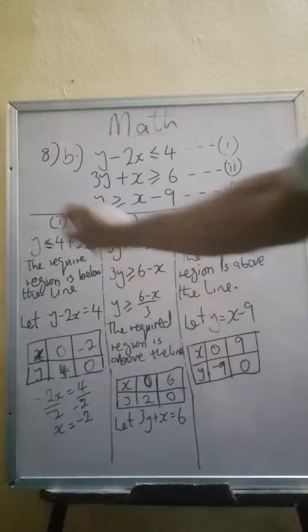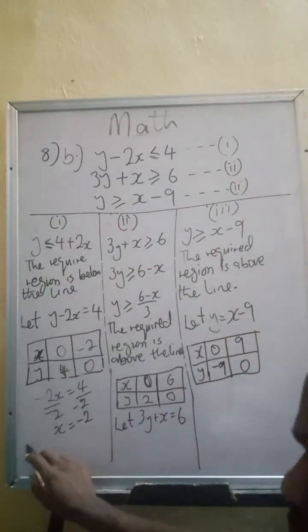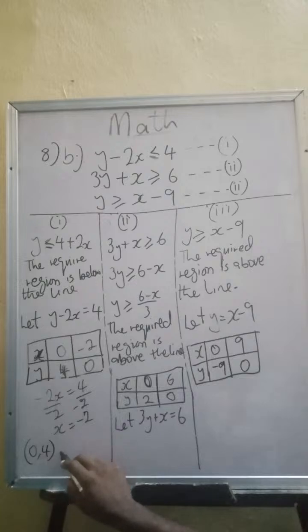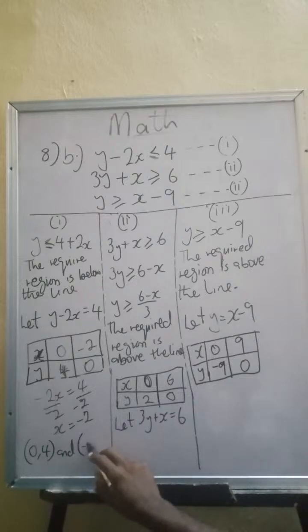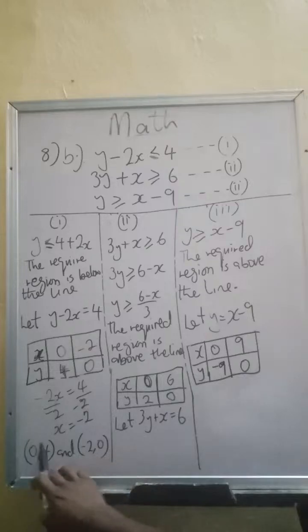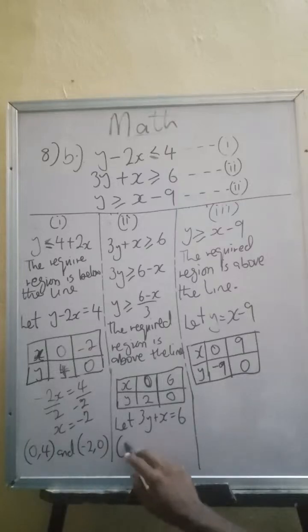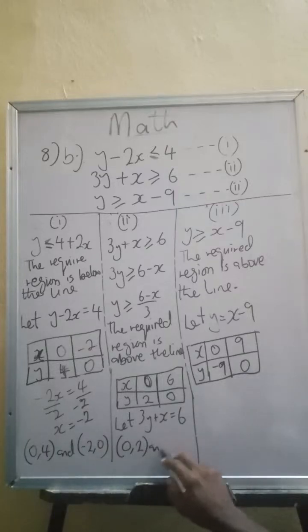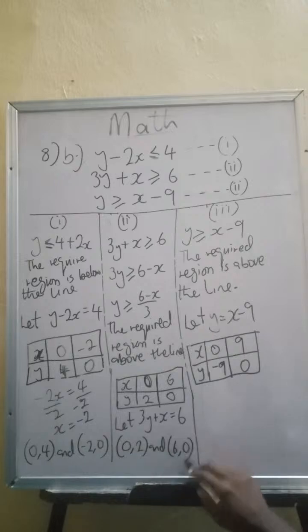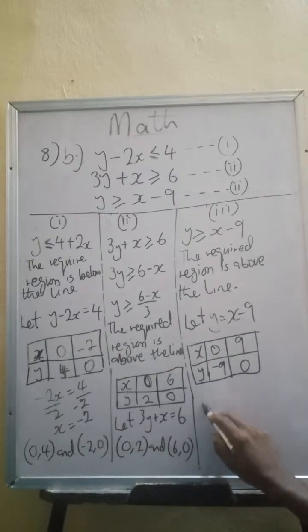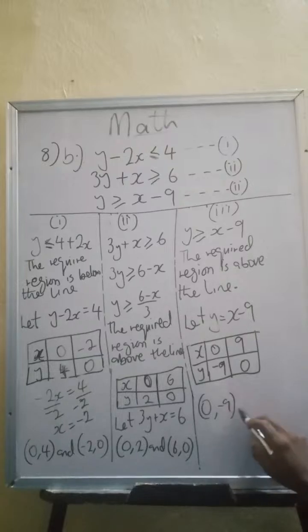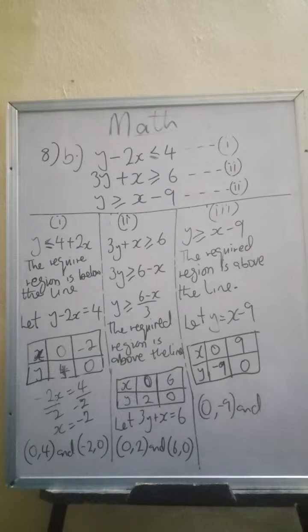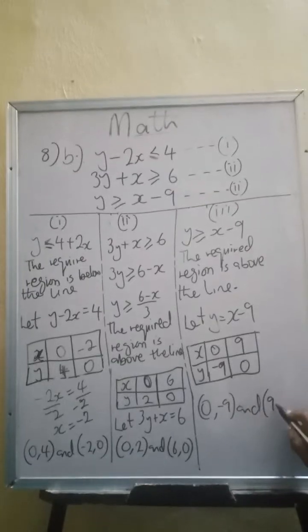So in this case, for the first, you can call it x, y: 0, 4 and minus 2, 0. And here you have 0, 2 and 6, 0. While here you have 0, minus 9 and 9, 0.